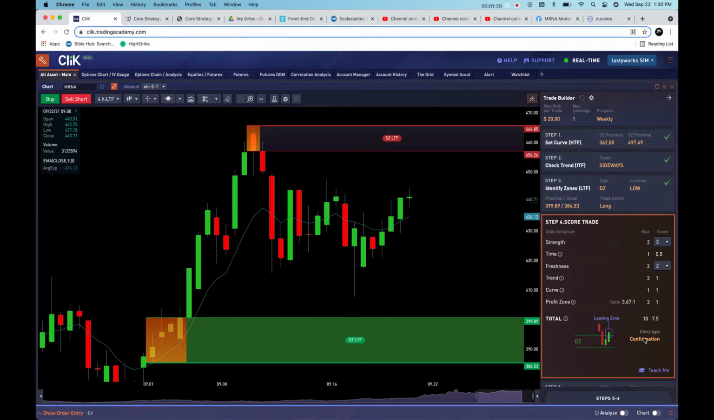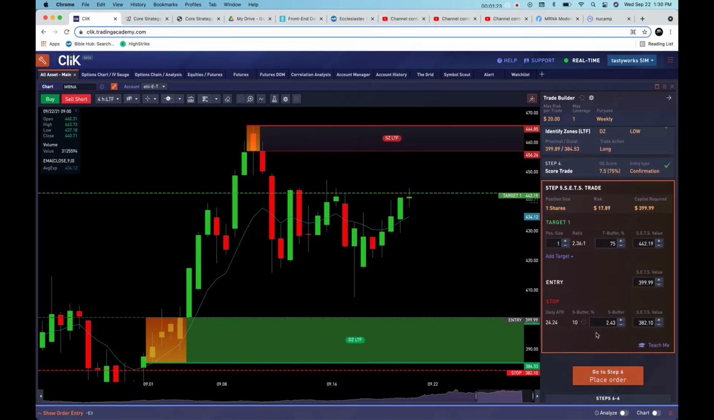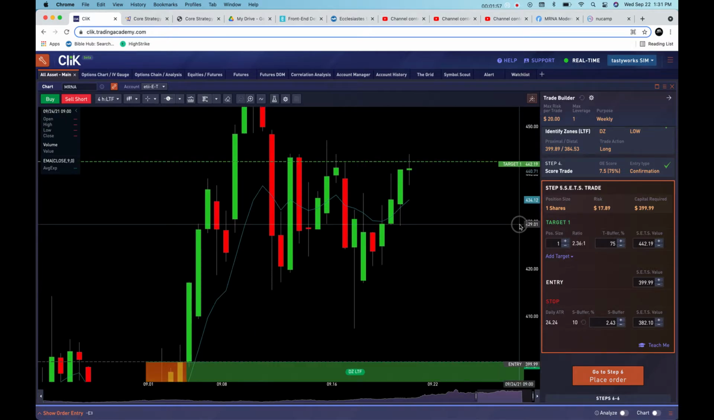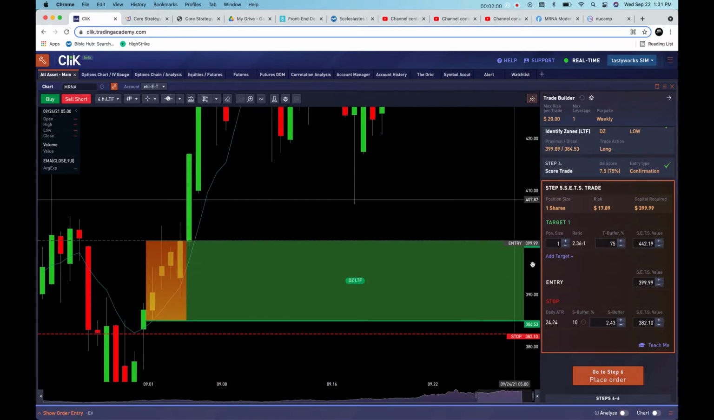Okay, so in order to do this kind of by the numbers, more or less, now, of course, you could just set an entry to be 1 cent above your proximal line. But if you want to do it by the numbers, then you would give yourself a buffer of 10 cents. So if your proximal line comes out to be $399.89 for this example, then you're going to set your entry at $399.99.